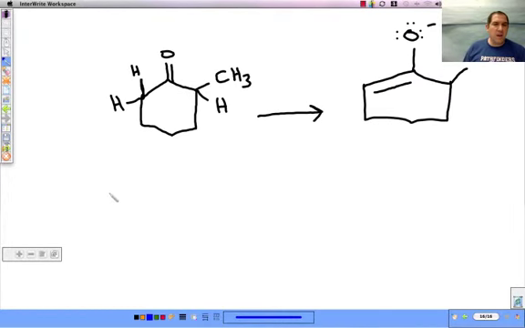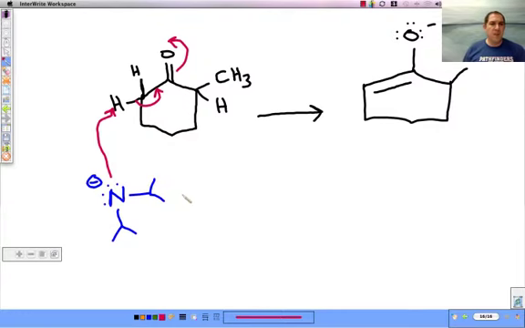Now remember, LDA is lithium diisopropylamide. So we're going to have two isopropyl groups, negative charge on the nitrogen, and what this is going to do is come up and deprotonate the compound and form our enolate. And this happens in excess LDA. Why? Because this is the less hindered side, and this enolate will form faster, which we'll term kinetic control.